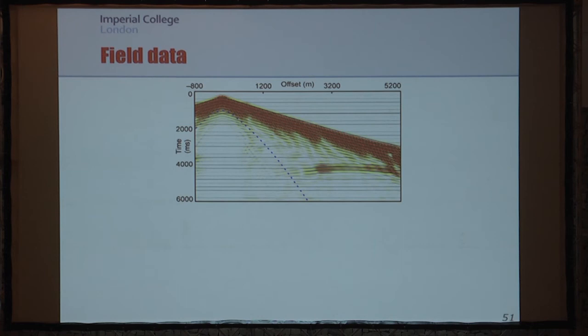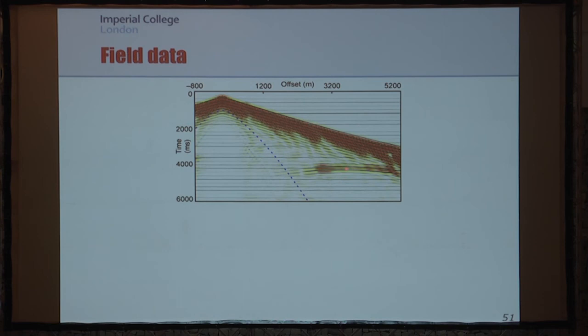So here's a bit of field data. The shot's here somewhere. This is the cable. These are the direct arrivals. This is the reflection from the top of the chalk. And you can see something funny happens here. This top chalk reflection is all post-critical, and then just at that point, it stops. And then this is pre-critical. And there's a sort of diffraction almost from the edge of that reflection.